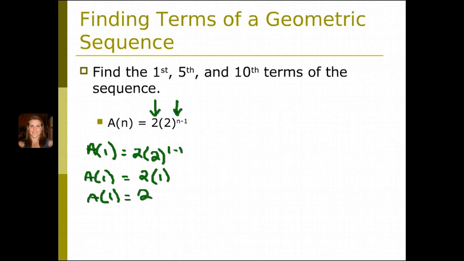So you have A of 5 equals 2 times 2 raised to the 5 minus 1 power. Now keep in mind, when you put this in your calculator, you're actually going to do this math. So you're going to put 2 times 2 to the 4th power in your calculator. When you do that, you get that A of 5 equals 32.